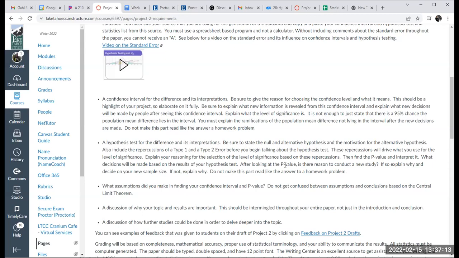Okay. But if the p-value, let's say the p-value was, so by the way, if the p-value is let's say 0.04, should you do a bigger sample and try again?